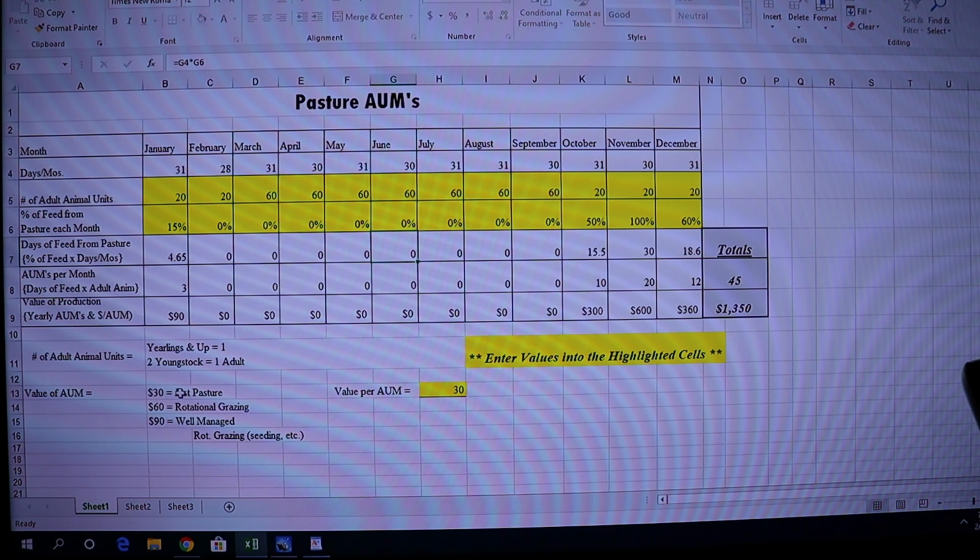So 30 is just an old hayfield, just a pasture, you got them out there, they're just doing what they were going to do. $60 you're rotationally grazing, and $90 you're a Gabe Brown, Greg Judy kind of deal. If it's just pure corn stover, we can put in $15 here, and you see it drops our price obviously in half. So we bring that back to 30.